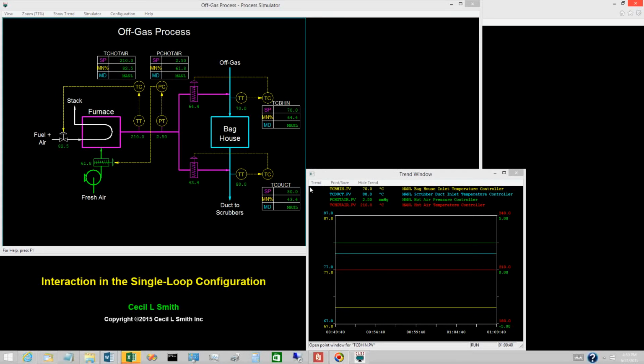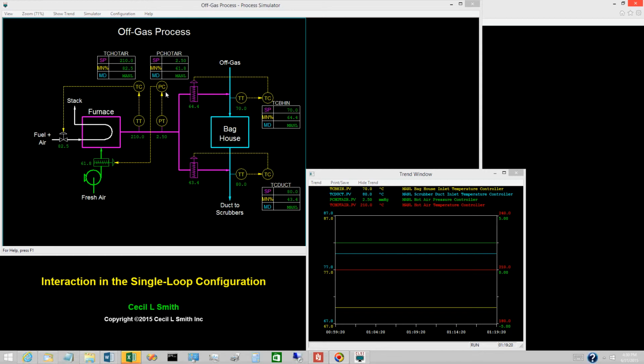This video examines the degree of interaction between the scrubber duct inlet temperature loop and the remaining loops in the single loop configuration. The configuration of the scrubber duct inlet temperature loop is based on the assumption that opening the hot air damper to scrubber duct inlet will increase the scrubber duct inlet temperature. The previous video concluded that this is not consistent with the long-term process behavior.